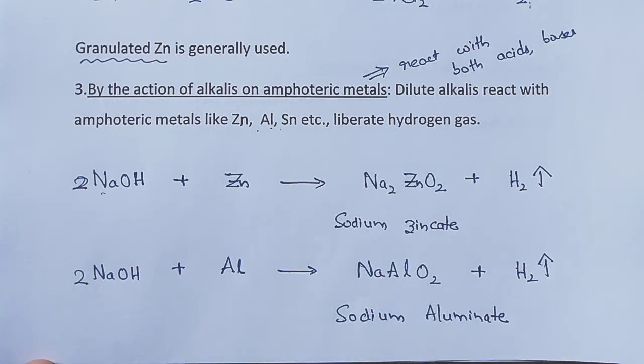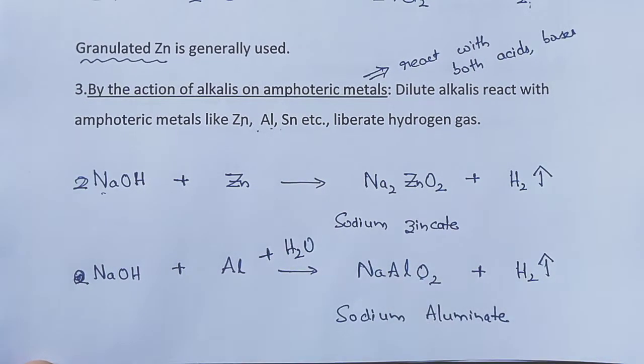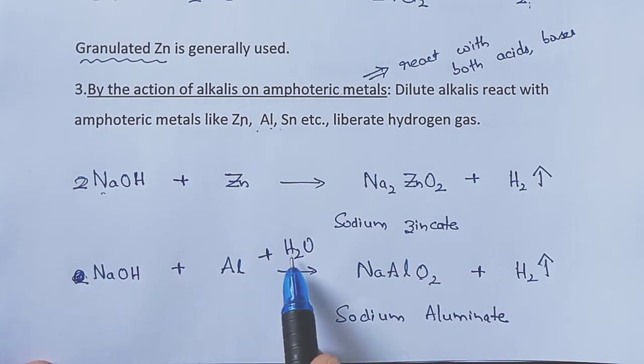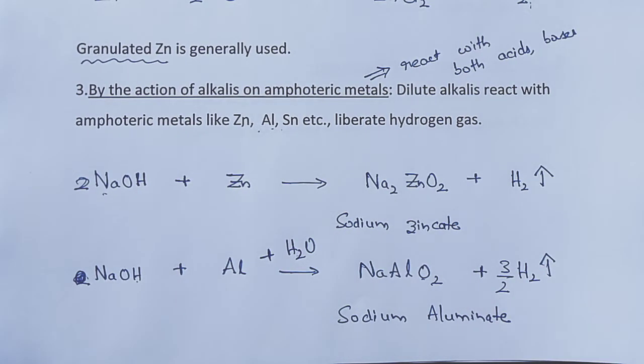And here we should write one H2 also, because there is oxygen and hydrogen. We have to write H2O. Then there are 3 hydrogens, therefore put 3/2 here. Okay, so sodium hydroxide is reacting with aluminium in the presence of water to form sodium aluminate and hydrogen gas.